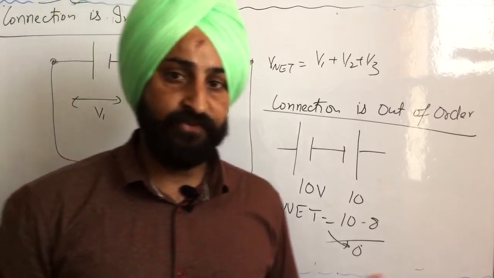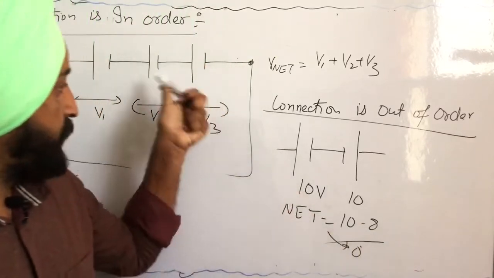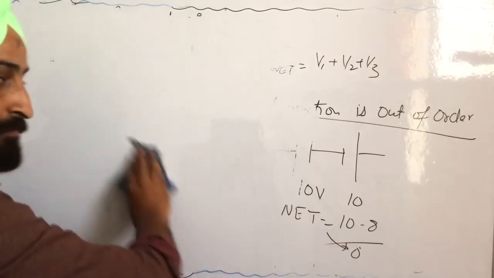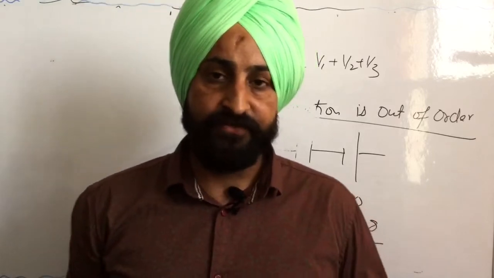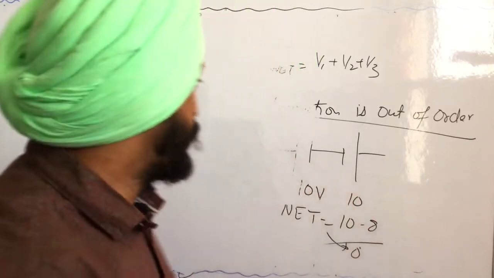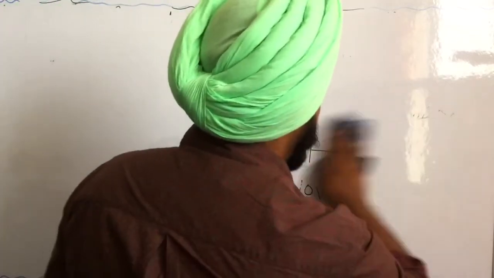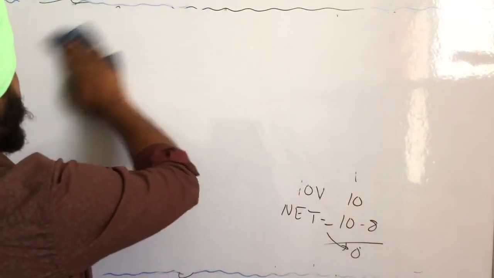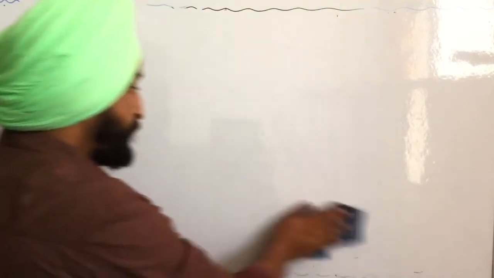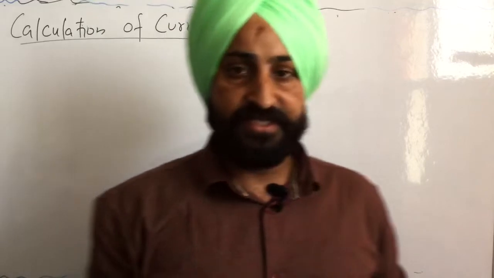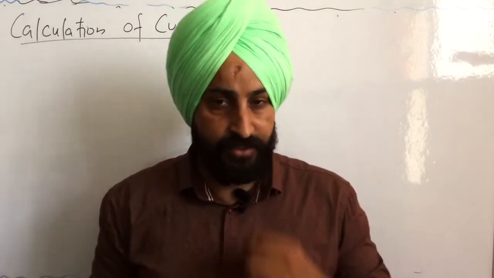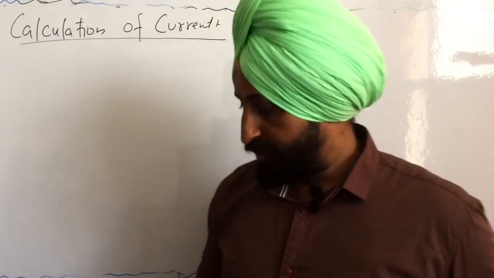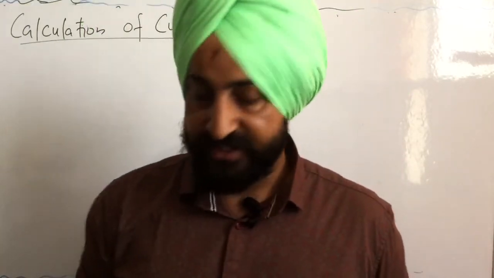There will be some numericals in which we will be using these concepts. I will separately do a topic on connections of cells in series and parallel, but for now we will be solving some numericals where we will be using in order and out of order connections of batteries. In this topic, we will understand how we can calculate the current in different scenarios. Many questions are asked on this topic, especially in your JEE exams. So let's start with the first scenario.